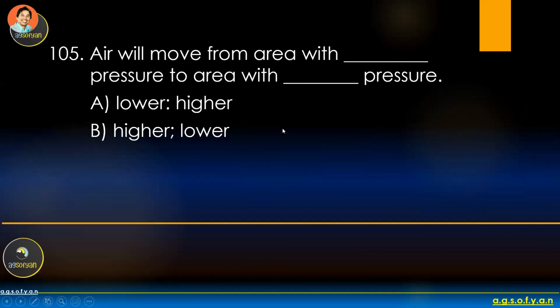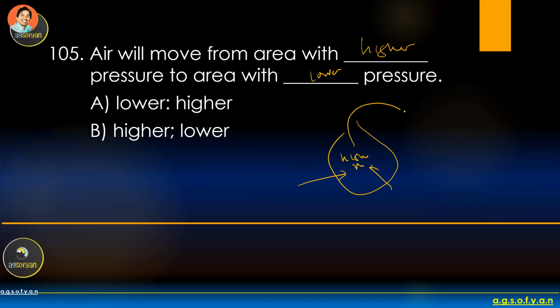Air will move from an area with blank pressure to an area with blank pressure. So the air will always move from higher pressure to lower pressure. Just like if you press a balloon, it's going to be high pressure, then the air will go out to the low pressure. So this is the law for breathing or inspiration. The air goes from higher pressure to lower pressure.